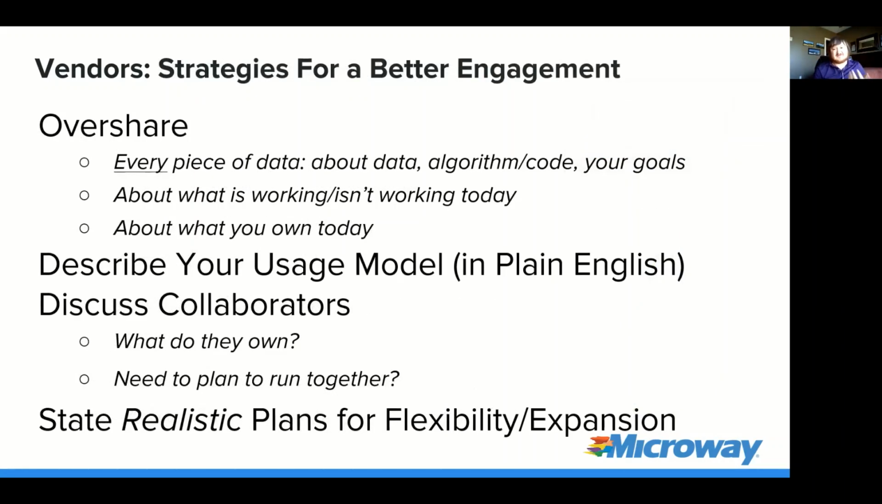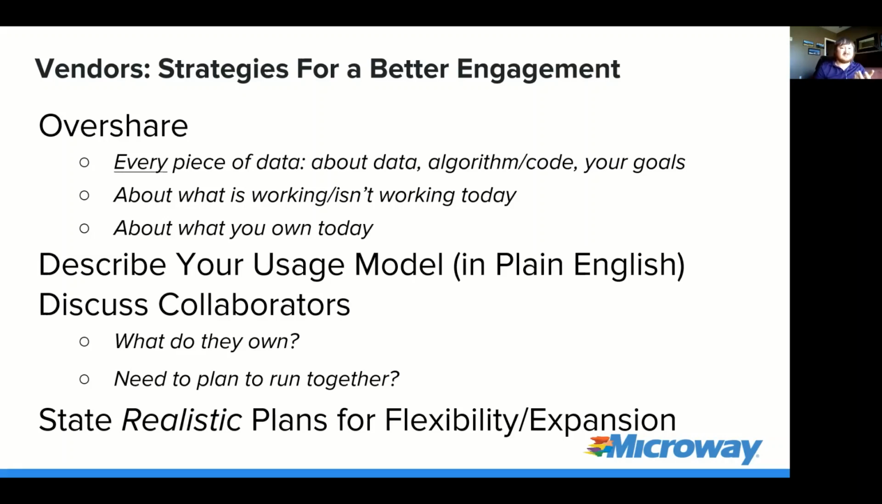And then once you've found the right people, the right vendor, and you've assessed who you want to work with, there's a few pieces of wisdom on how to get a better engagement. The first is overshare. Every piece of data about your data set, your algorithm, your code, and even your goals is really critical for that vendor to know. And share about what's working today and what's not working today. That can be really instructive on how to kind of shape the hardware architecture. And also overshare about what you own today.